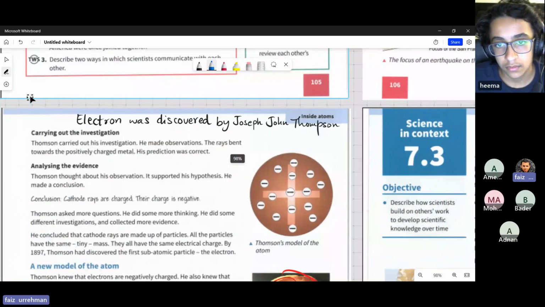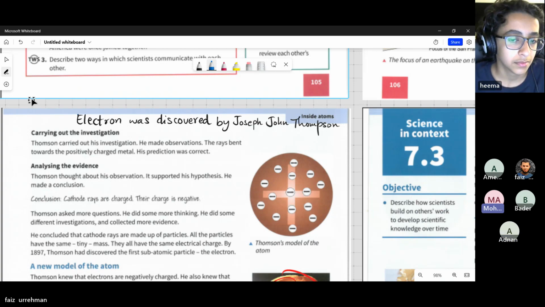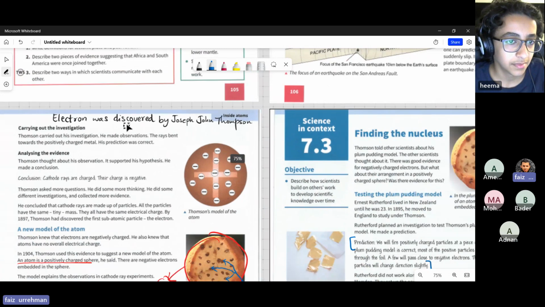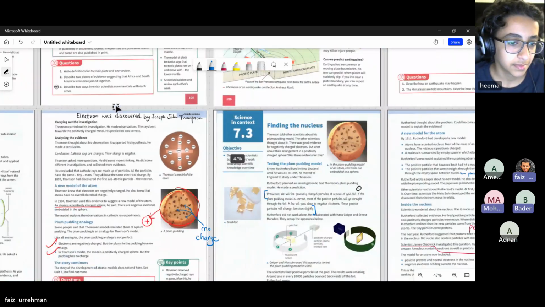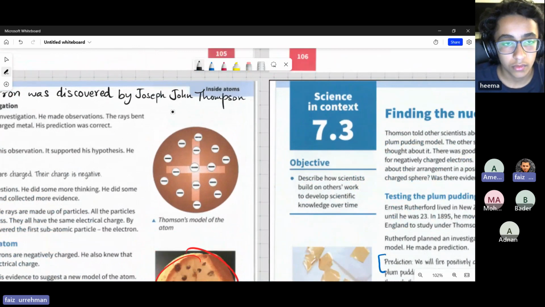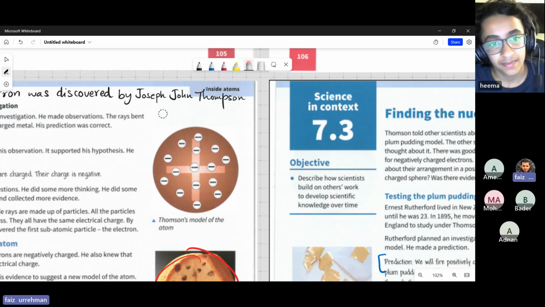Look, Muhammad Ali, where are you? On which lesson are you? Biology. Oh, it's Joseph John Thomson. Sir, can we say Thomson only in the exam? It's difficult. Just say J.J. Thomson, that's all. Okay, J.J. Thomson.